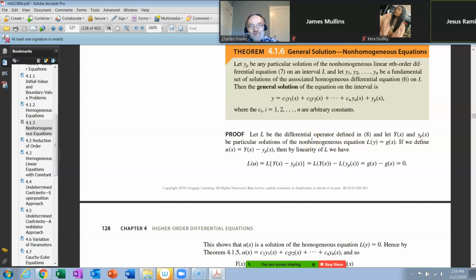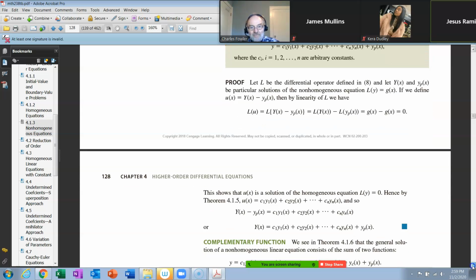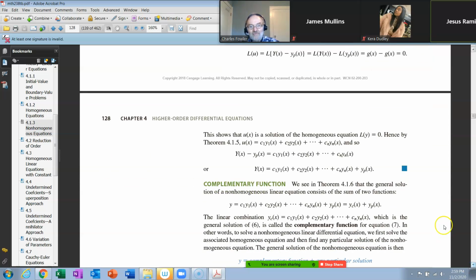Okay, now they do a little proof here, and they use your differential operators and all that kind of stuff, so I'll let you just read through that, but you'll see it's pretty much the same outline that we saw before. The characteristic solution shows up here and the particular solution there. This adds to 0, that adds to your particular solution.